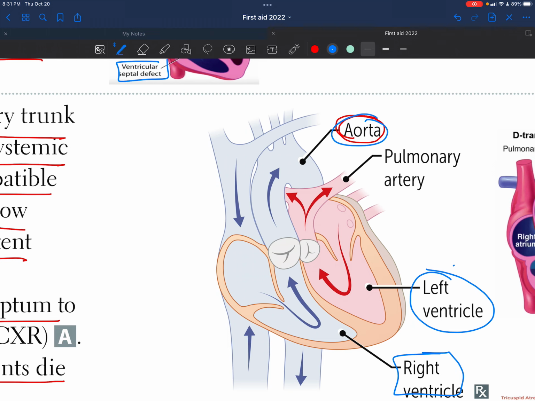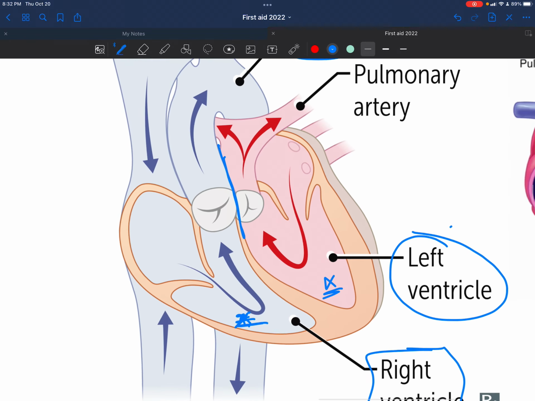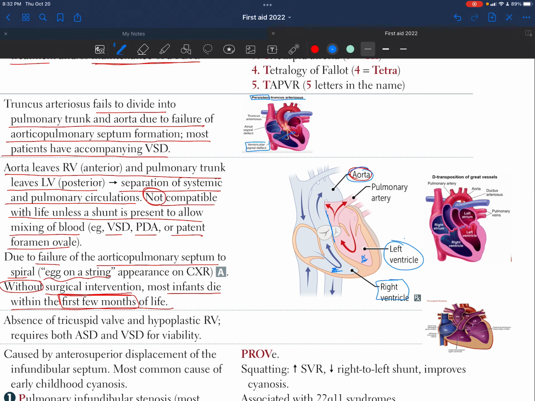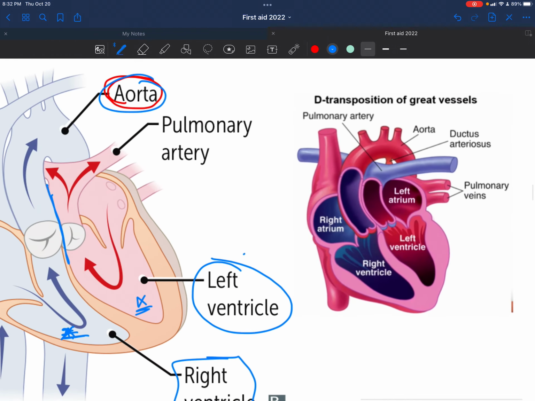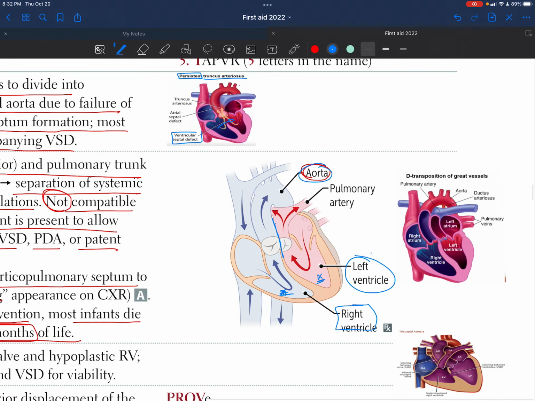As we can tell, there is a complete separation between the two circulations: the systemic circulation that starts with the left ventricle is completely separated from the pulmonary circulation that starts from the right ventricle. That's why it's not compatible with life, because the two circulations are separated, so there is no oxygenation happening, and the body goes up to the whole systemic circulation without oxygen, so the tissues cannot use any oxygen and they die. That's why, in order to be able to live, the newborn needs to have another opening.